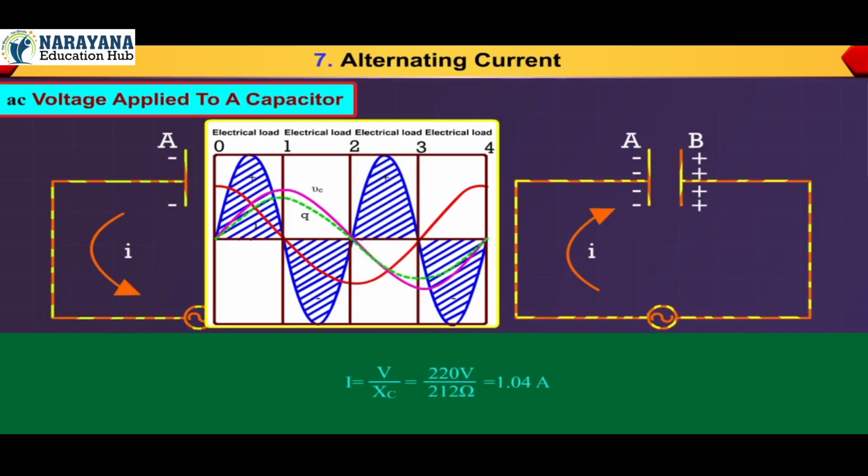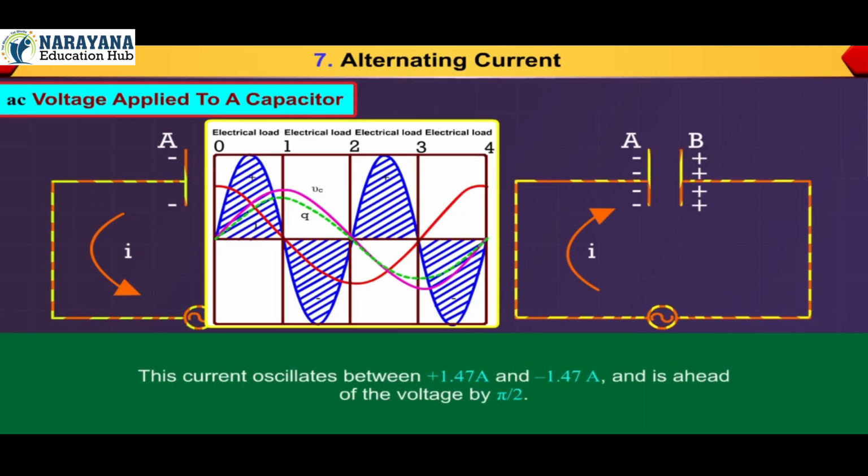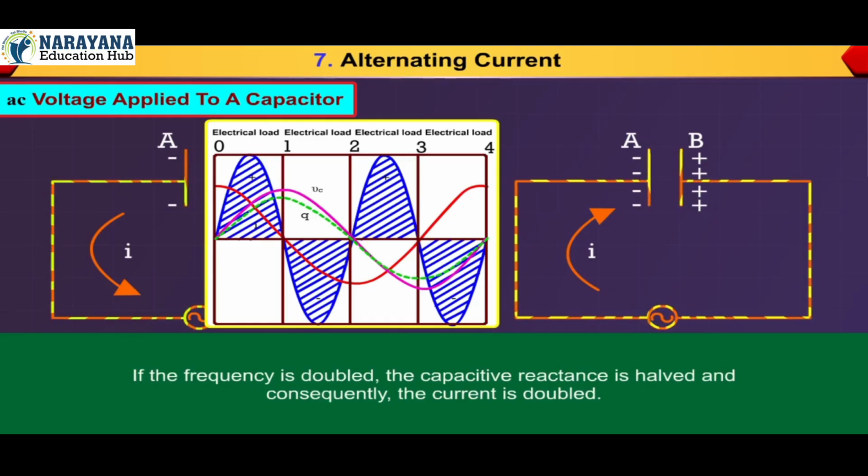I is equal to V upon Xc is equal to 220 volt upon 212 ohm is equal to 1.04 ampere. The peak current is Im is equal to root 2 I is equal to 1.41 into 1.04 is equal to 1.47 ampere. This current oscillates between plus 1.47 ampere and minus 1.47 ampere and is ahead of the voltage by pi by 2. If the frequency is doubled, the capacitive reactance is halved and consequently the current is doubled.